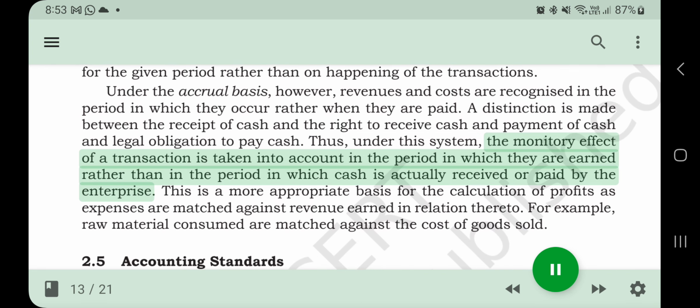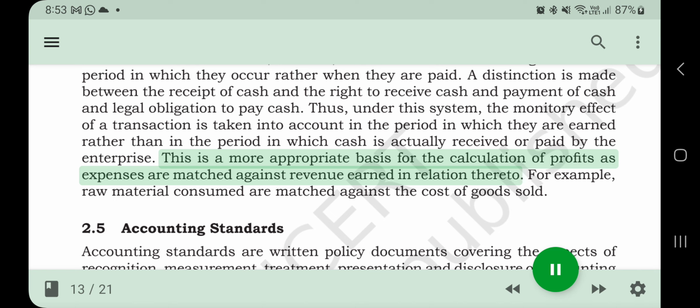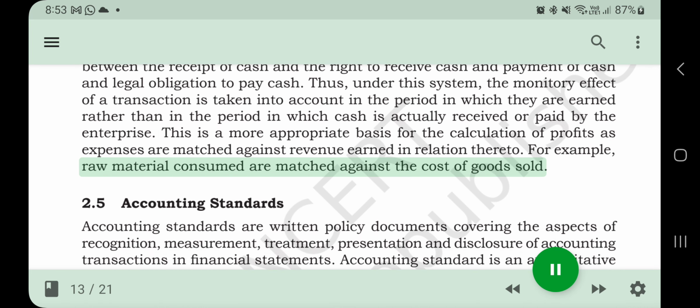Thus, under this system, the monetary effect of a transaction is taken into account in the period in which they are earned rather than in the period in which cash is actually received or paid by the enterprise. This is a more appropriate basis for the calculation of profits as expenses are matched against revenue earned in relation thereto. For example, raw material consumed are matched against the cost of goods sold.